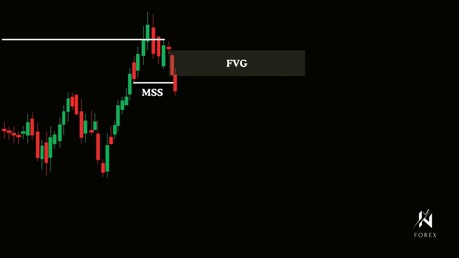With this confirmation, our next task is to locate the highest fair value gap above the level where the change of character occurred. This gap represents our primary zone of interest for a potential entry. Once identified, we highlight the fair value gap on the chart. We will place our sell order at the lowest point of the fair value gap, and set the stop loss a few pips above the first candle that forms the gap. For the take profit, we will proceed to the next step.